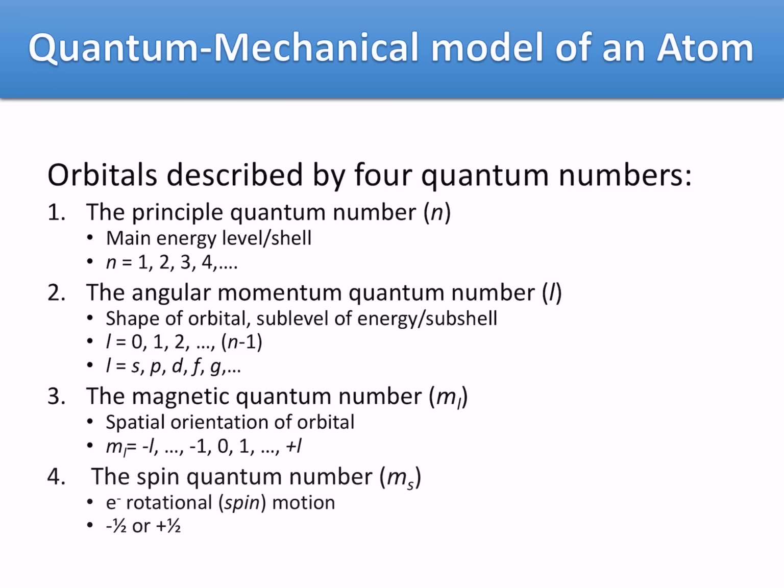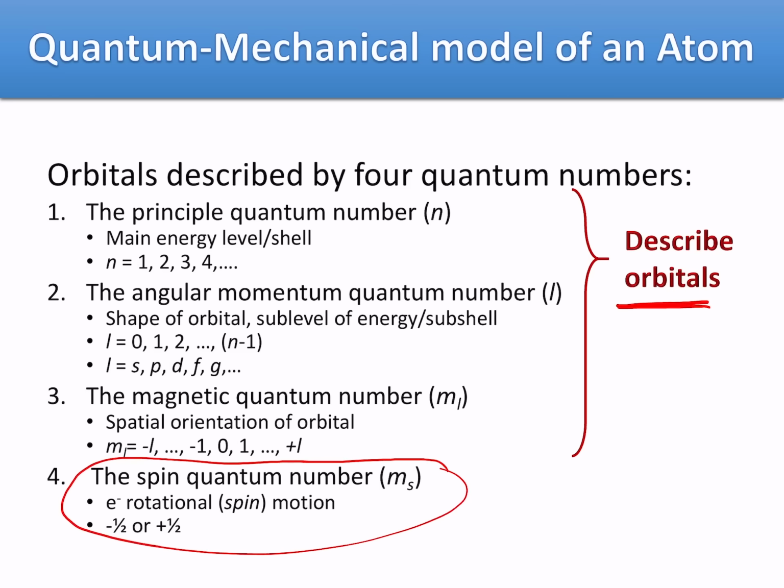So the thing here is that the first three quantum numbers describe the orbital. So when you set a number for each one of those first three quantum numbers, you are specifying one single orbital. And within that orbital, you can put so many electrons. Well, actually only two. But once you have defined what the orbital is, the spin quantum number describes what the electron is doing in that orbital.